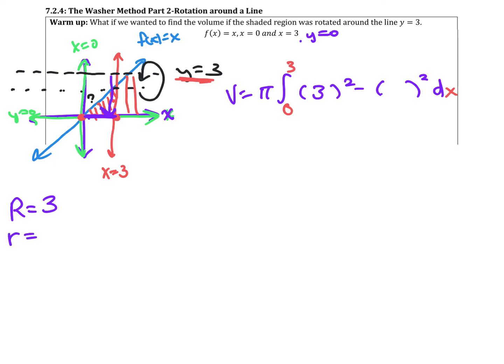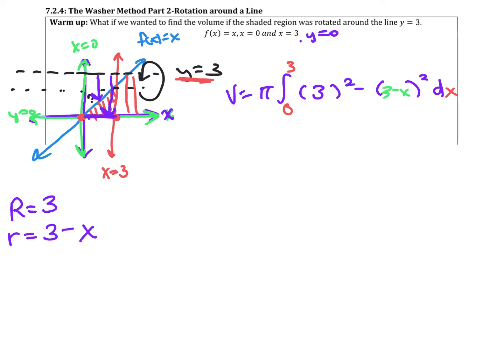Our small radius we're going to find from looking at the closest piece of our shaded area to the line that we're rotating it around. Now in this case, that would be 3 minus x. And the reason that it's 3 minus x is because if we just found little r to be x, that would give us this shaded region. But we don't want that shaded region. We want the opposite of that. So we need to have 3 minus x instead of just r equals x, because we want to go away from that axis. So our second r value is going to be 3 minus x.